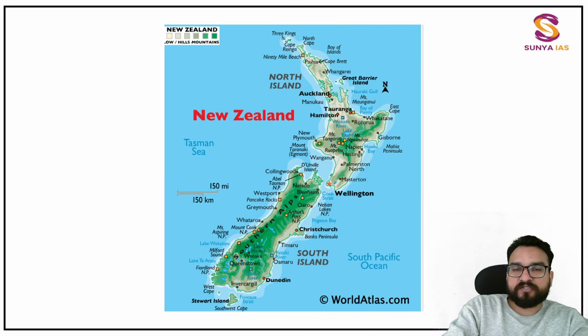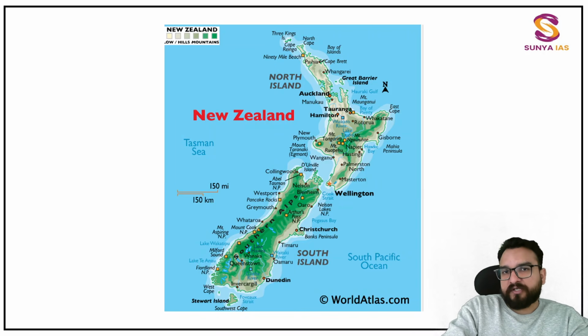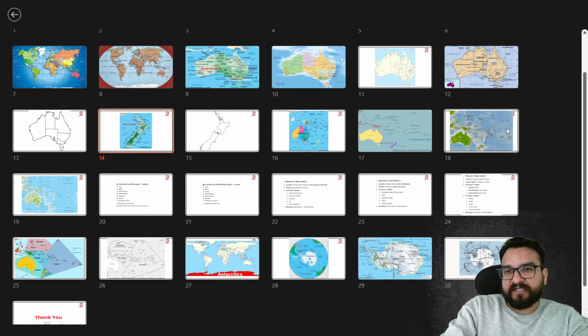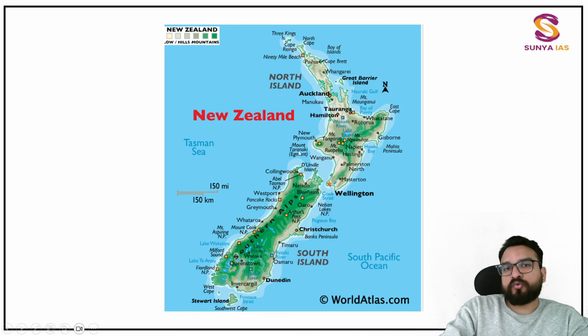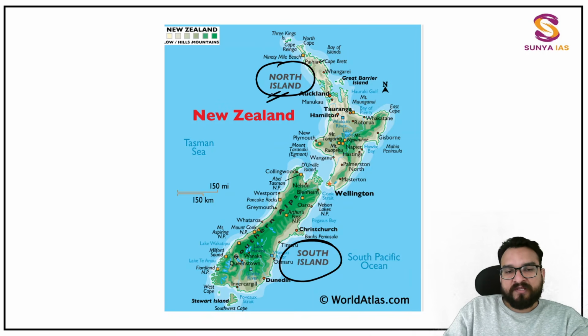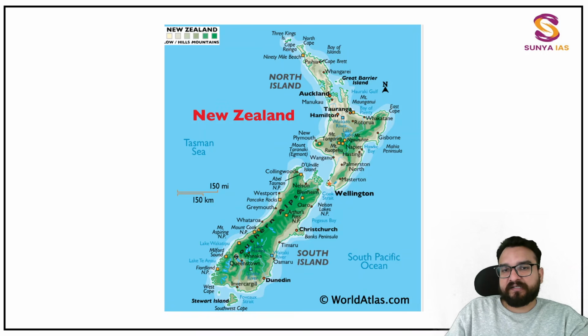Again, a small country and a beautiful country, you will come to know about it. Let us see, it is basically divided between two major islands. This is the South Island, and this is the North Island over here. First of all, see the capital, guys. The capital is Wellington. So Wellington is in the North Island, not in the South. Very important. Okay, you have understood this.